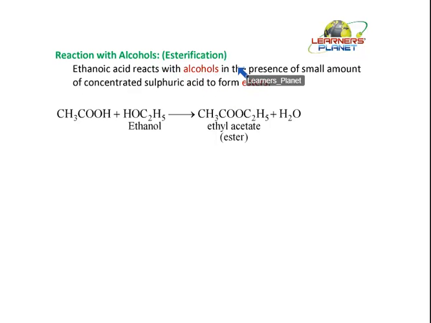Okay. Now there is one more reaction, that is the reaction of acids with alcohols, and this reaction, students, is also known as esterification reaction. Now what is it? Ethanoic acid reacts with alcohols in the presence of a small amount of concentrated sulfuric acid to form esters. That is, your ethanoic acid with alcohol is giving ethyl acetate and water. I'll elaborate this. See, if I'm taking some other acid like C2H5COOH, that is what? That is propanoic acid.